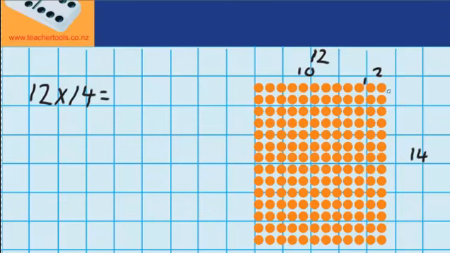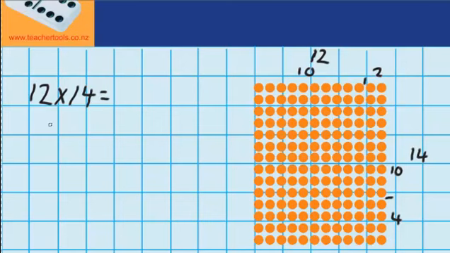Now this 14, which is the amount of circles that are in each of these columns, I can also break up. I'm going to break that up into a group of 10, which is all of these circles here, and you can see there's another 4 down here. And we can double check. 10 plus 4 equals 14.